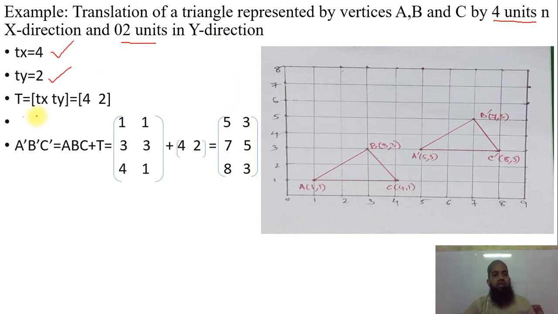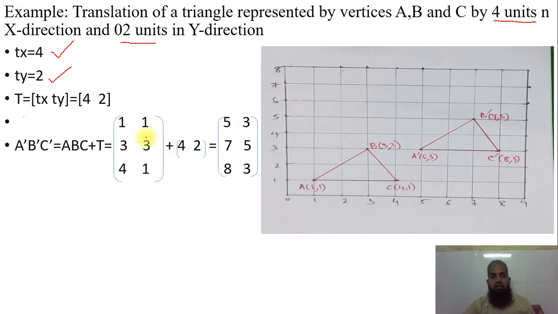Now, as we all know, the capital T equals tx and ty, and that is 4 comma 2. We need to find the final position of the coordinates of the triangle after the translation, and that is a dash b dash c dash equal to a b c plus T. We just have to add the x and y direction translation, 4 comma 2. This is a very simple addition of matrices. You will finally get this value.